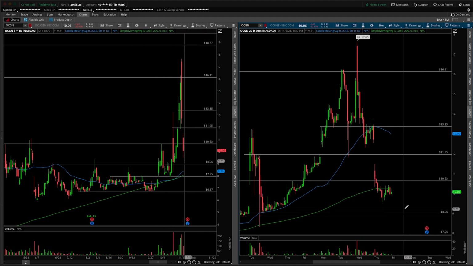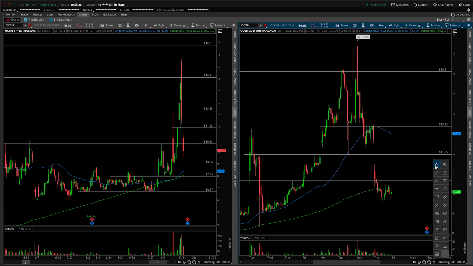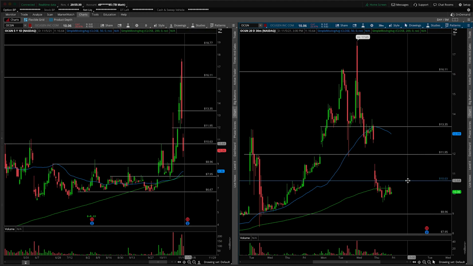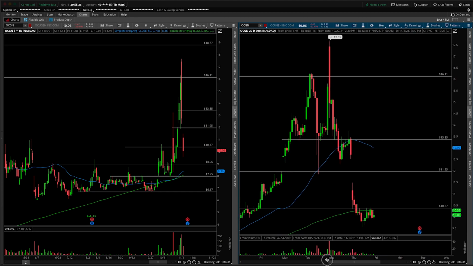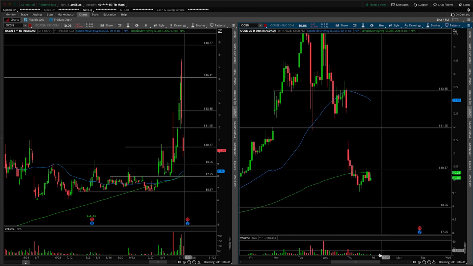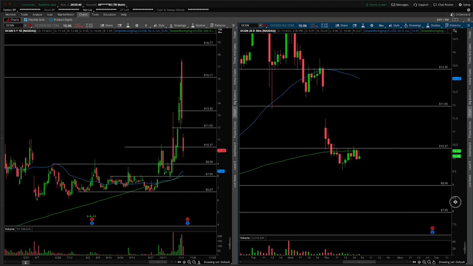And I think the real number to pay attention to was what we saw in terms of structure. So I just want to adjust this level down slightly to about 10.37. That is more accurate based on what we saw unfold during today's session. So let me expand this so we can actually see that and talk about what unfolded.